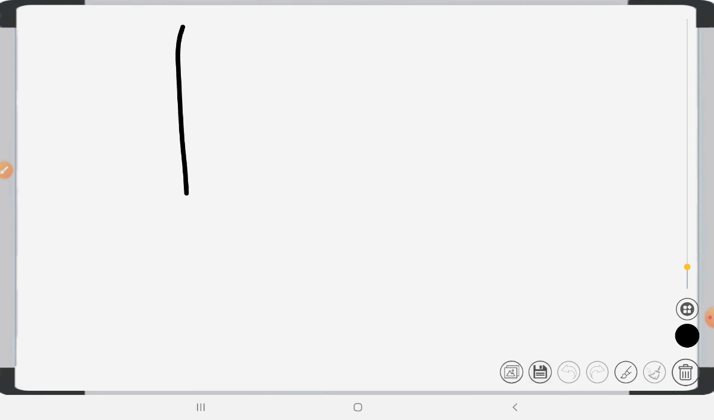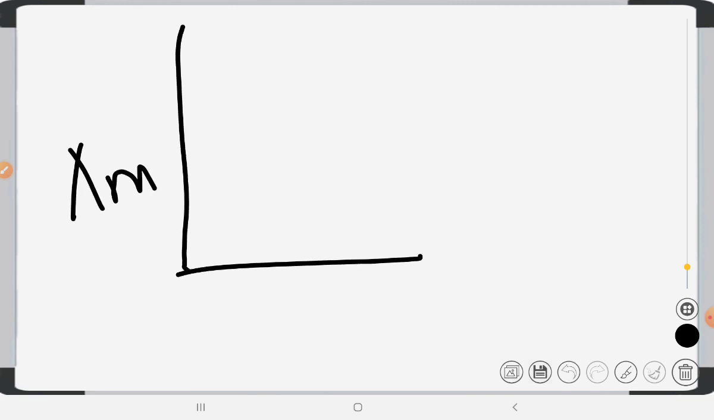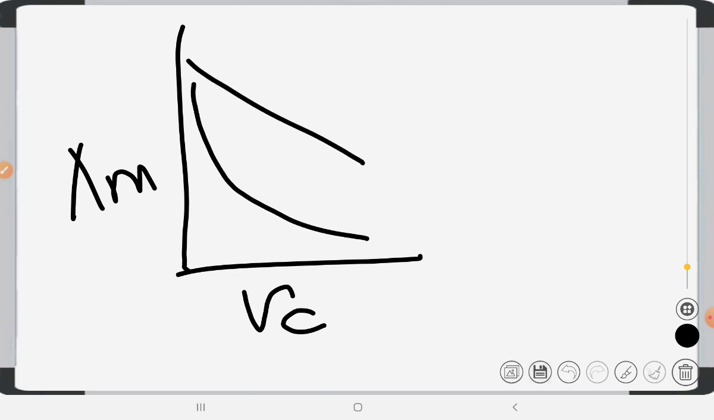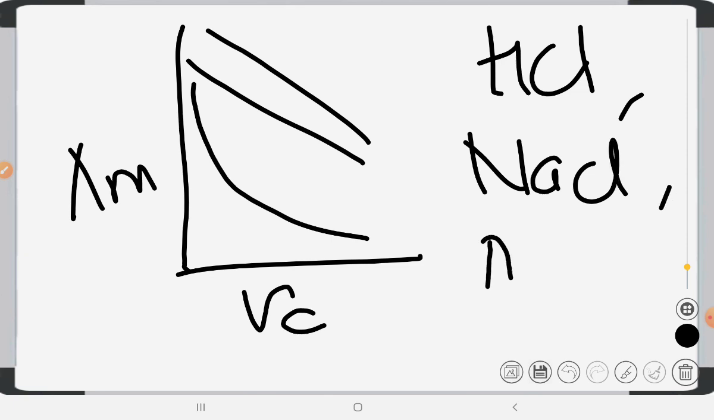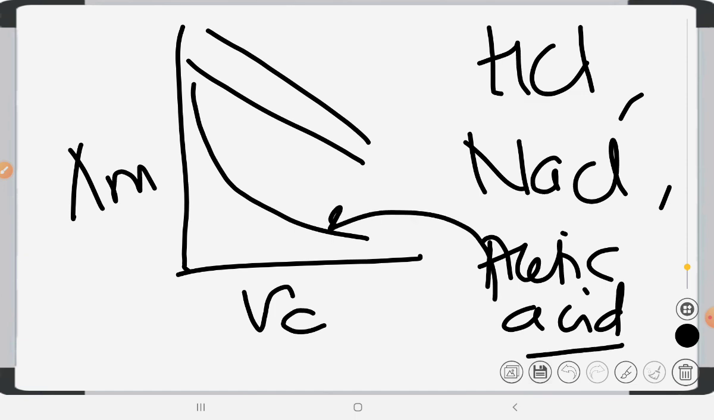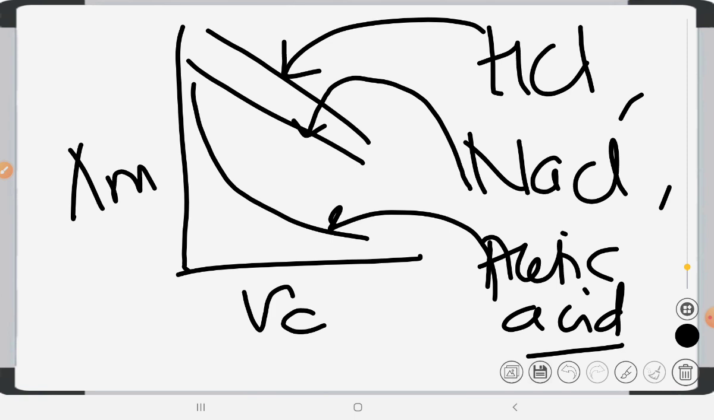Once again, the question asks like this: lambda m versus under root c. If one electrolyte is like this, another electrolyte is like this, one electrolyte is like this, identify the graphs. So if three solutions are given, HCl, NaCl and acetic acid, acetic acid is a weak electrolyte, so it is this one. NaCl is this one, and HCl is this one, because H+ is quite small, it has higher conductivity. So this kind of question can be asked.